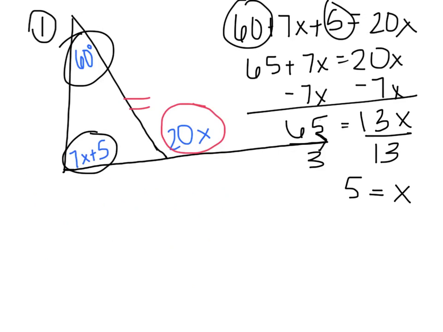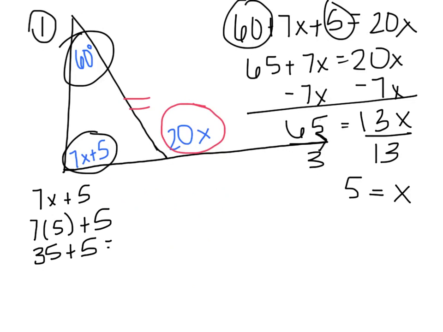Now that we know what x is, we need to figure out what these missing angles are. So we're going to plug x back in. So we have 7x plus 5, 7 times 5 plus 5. Then 7 times 5 is 35 plus 5, and that is going to give us 40. So this angle is 40 degrees.